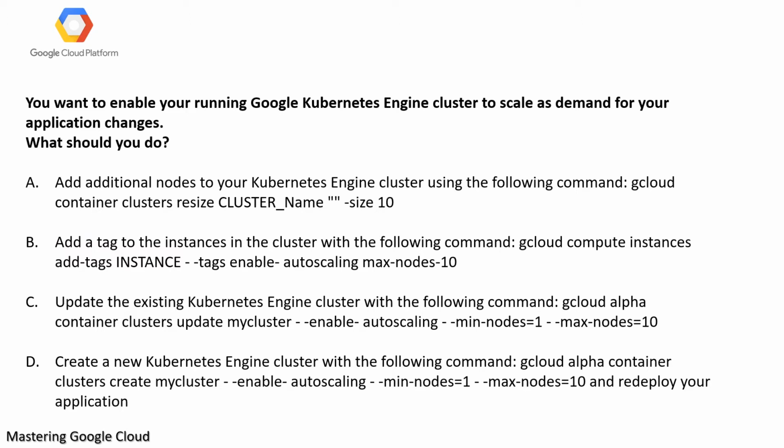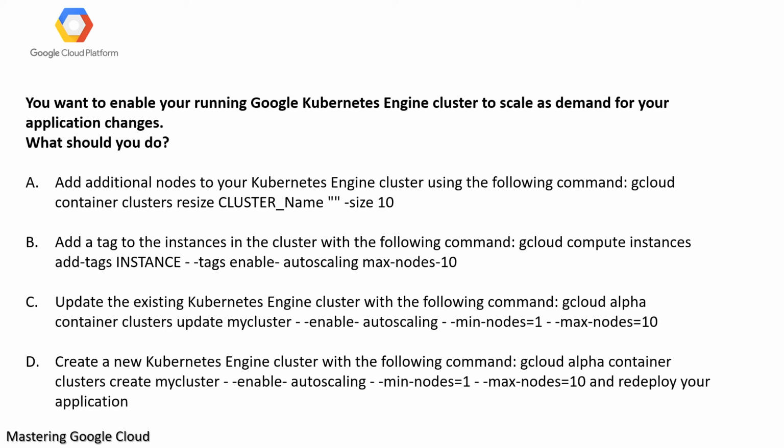In this one, you want to enable your running Google Kubernetes Engine cluster to scale as demand for your application changes. What should you do? You have four options here. In the first two options, you are adding either a node or a tag to instance, which is not the right choice. Option D, create a new Kubernetes Engine cluster with the following command. That is also not the right choice because you are just trying to scale it up.